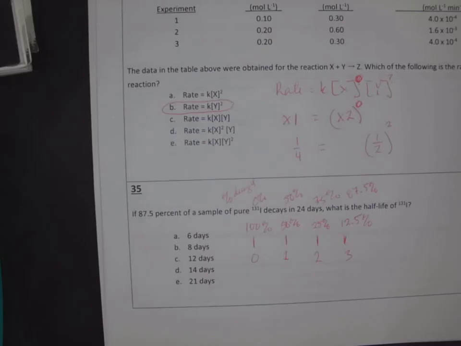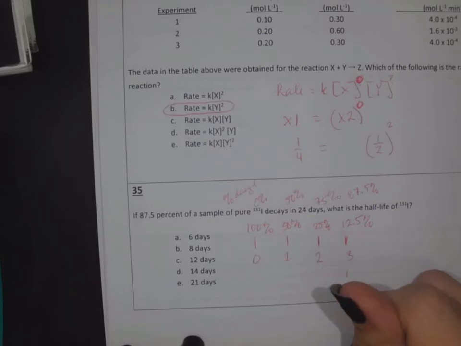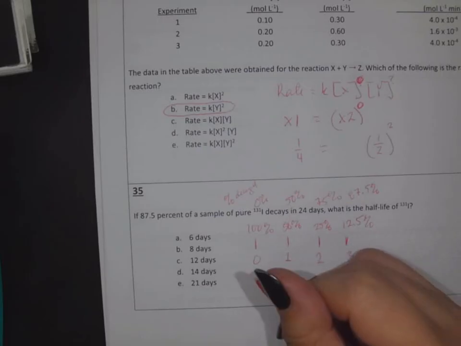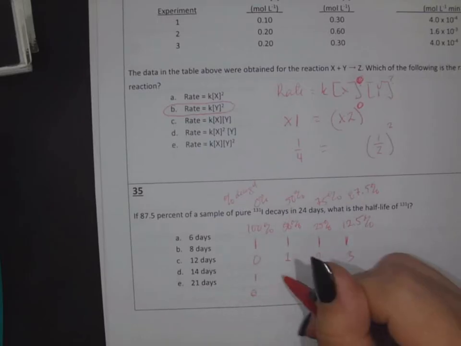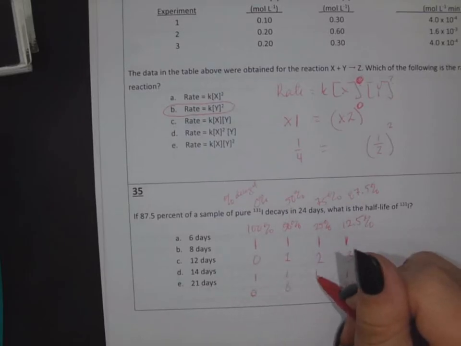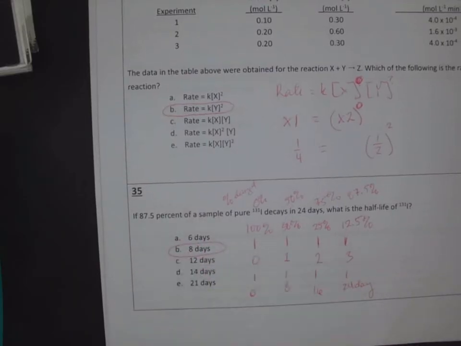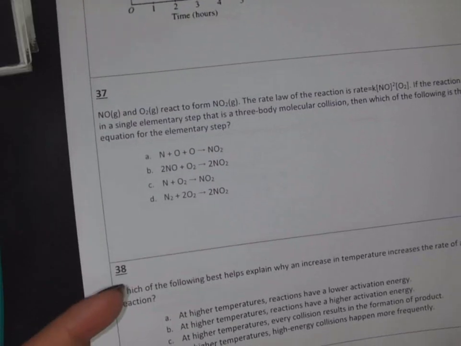The other important thing to note is that each half-life is the consistent same amount of time. So if I do 24 divided by 3, each half-life had to have been 8 days. So this was day 0, this was day 8, this was day 16, and that is day 24. So each of them had a half-life of 8 days.